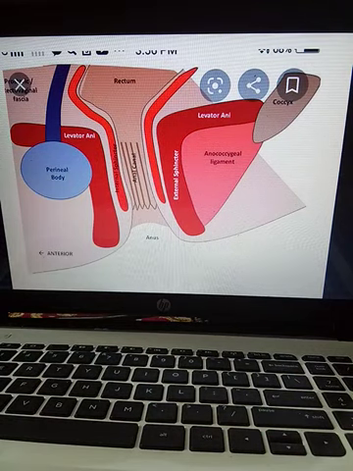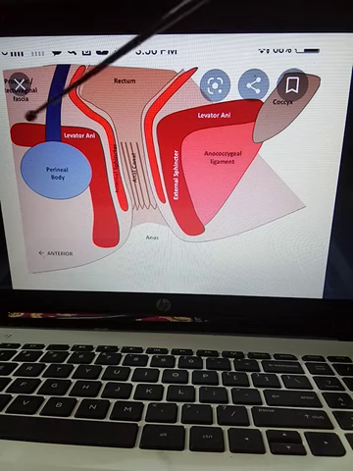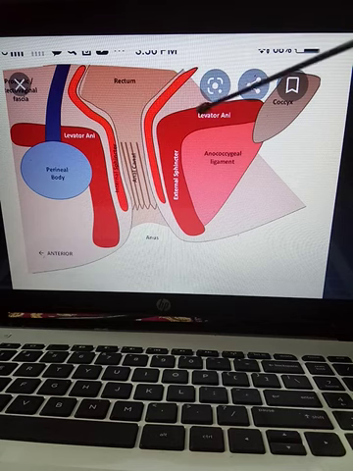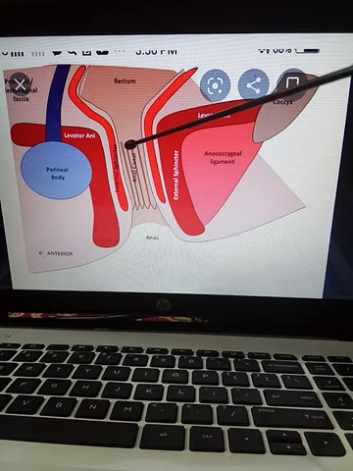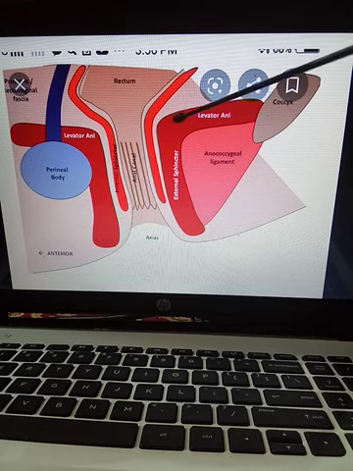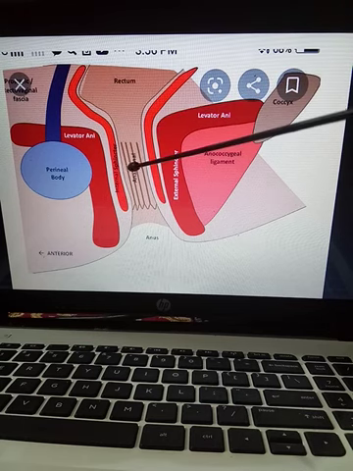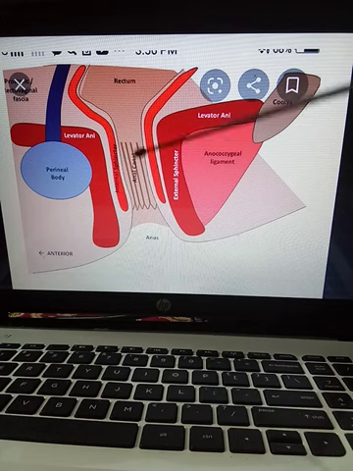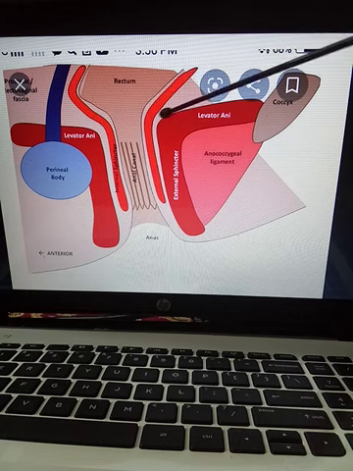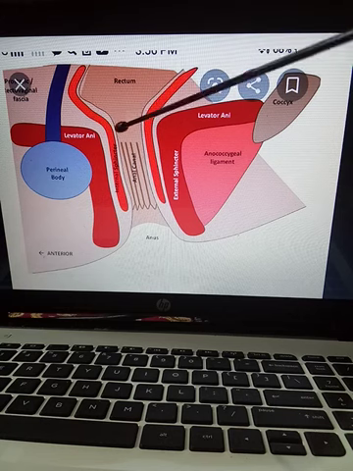As you can see in the picture, this is your pelvic diaphragm. These two levator ani muscles form your pelvic diaphragm. Your anal canal is present below the pelvic diaphragm. This is the rectum and this is the anal canal. It is present below the levator ani, that is the pelvic diaphragm.